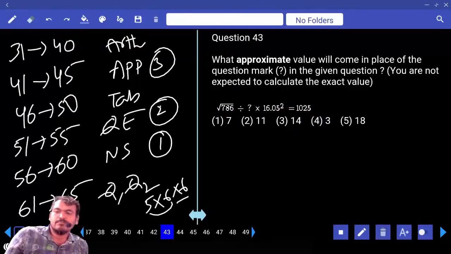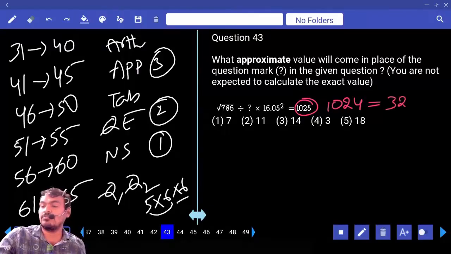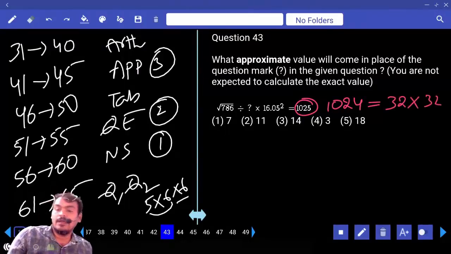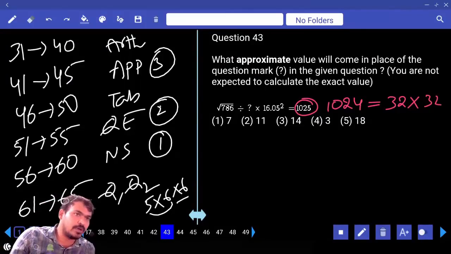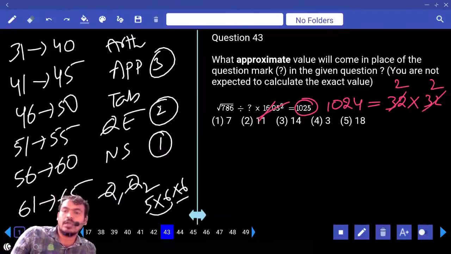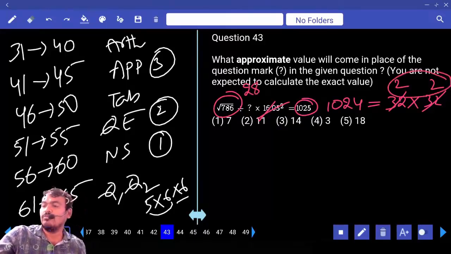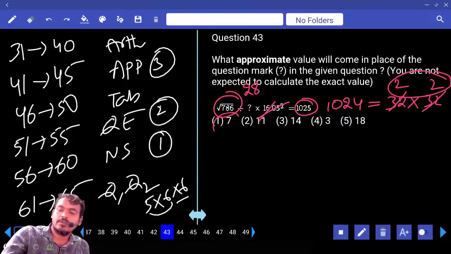Next, 43. 1025, which one square? 1024 is a perfect square, or not? It is which one square? 32 square. Then I write 32 into 32, or not? Okay. But on the left hand side, 16 square, or not? 16 how many times 32? 2 times. 16 again how many times? 2 times. Okay. Under root of 786 means it is which one square? 28. 28 by which value? 4. Means we are getting 7.